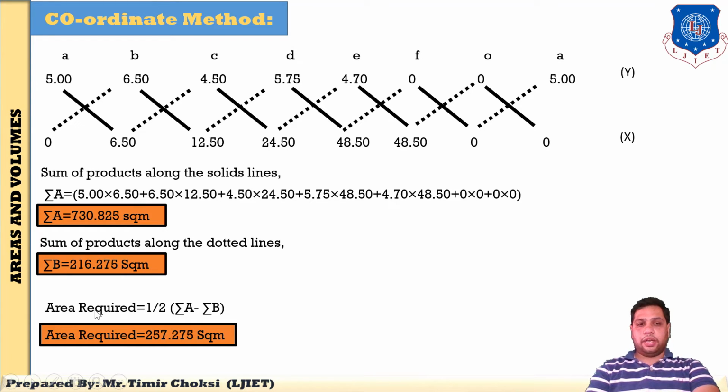Now last, you know our last step requires the area. The equation is one half of summation A minus summation B. So our required area is 257.275 square meter. You know that the area unit is meter square. So this is the coordinate method for finding the boundary area.